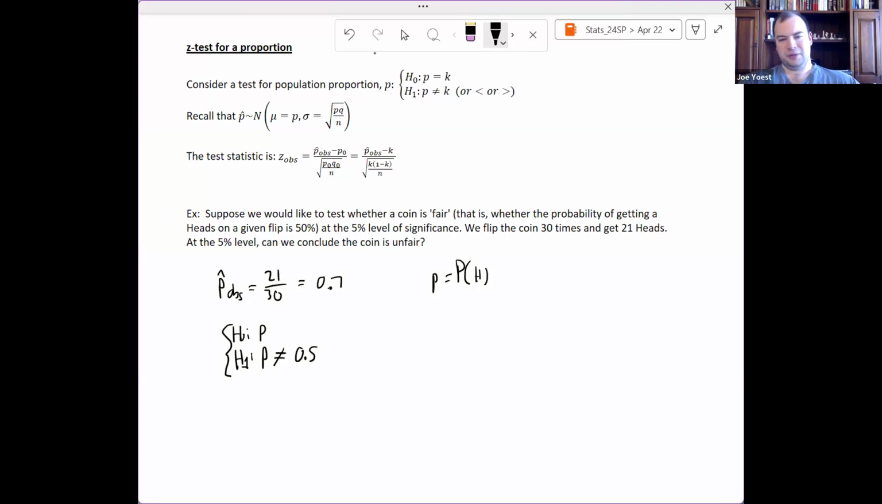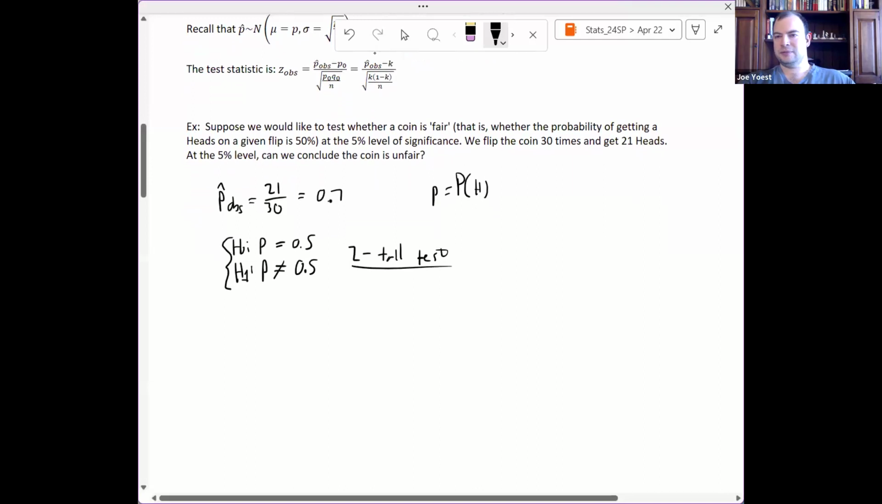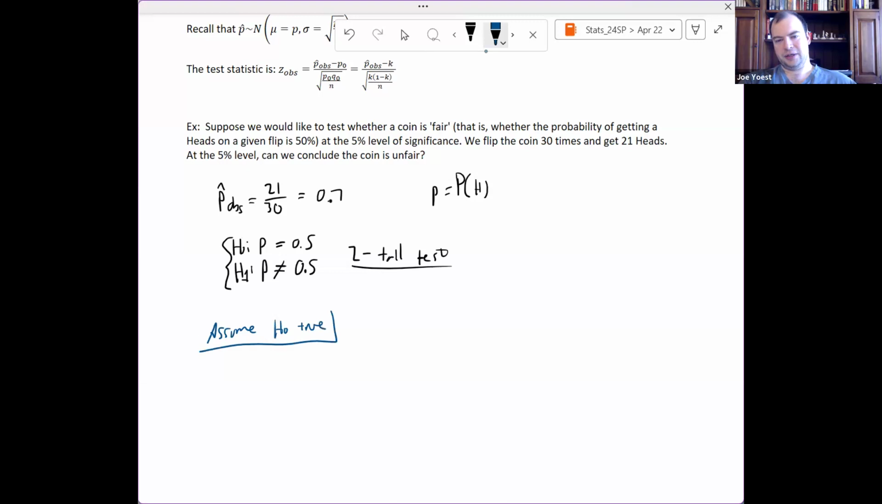And my null, therefore, is going to be p equals 0.5. This is a two-tail test, again, because an unfair coin can look like a coin that comes up tails way too often, or that comes up heads way too often. An unfair coin can look like one where the probability of getting heads is very low or very high. So this is a two-tail test. And now we're going to start a calculation. So we assume H naught is true and essentially ask how unlikely is such a sample to occur if H naught was true, if the coin was fair.